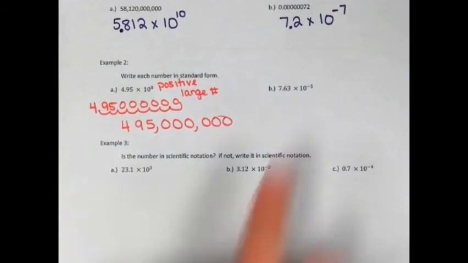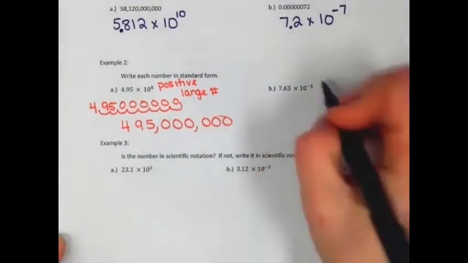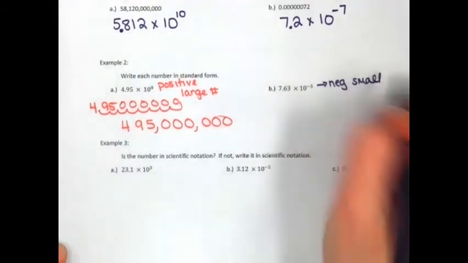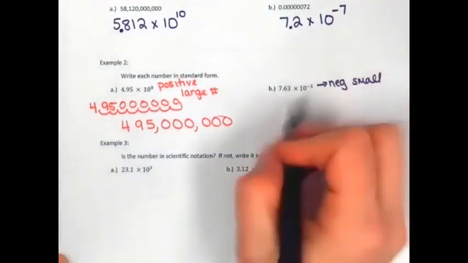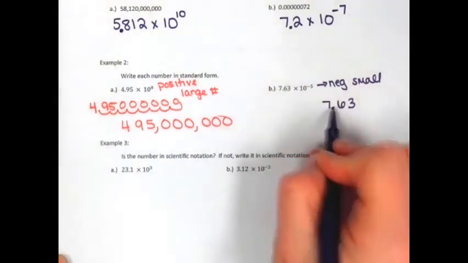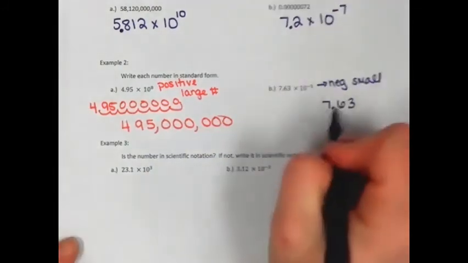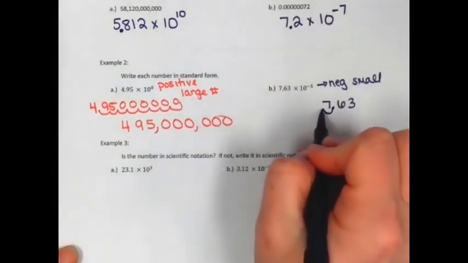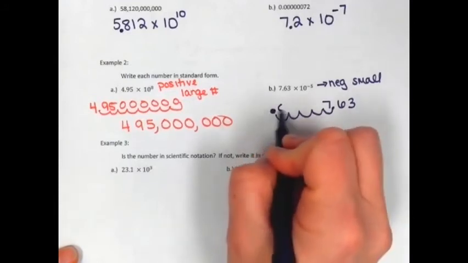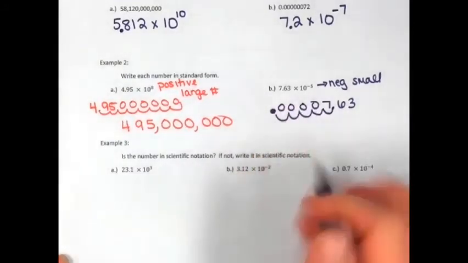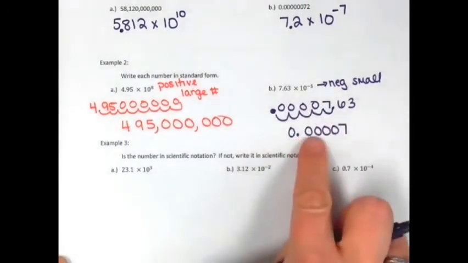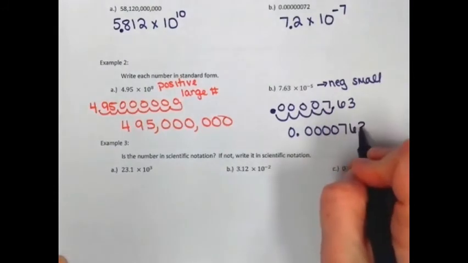All right, negative. So since this is negative, we need a small number, right? So we need to move it to the left. That's left, okay? So we're gonna go 1, 2, 3, 4, 5. So how many zeros do I need? 4. And I have to show my decimal point here. So 0.00000763.